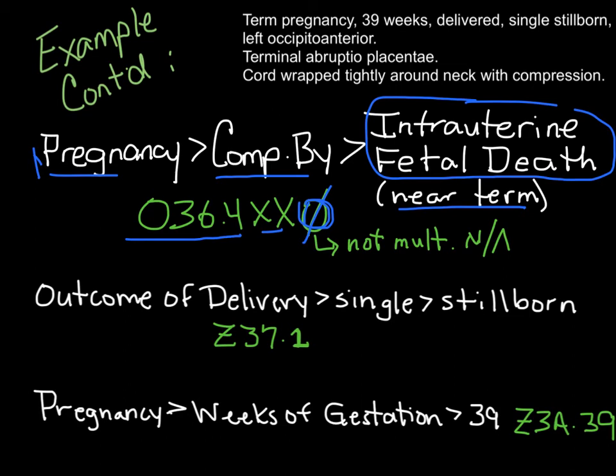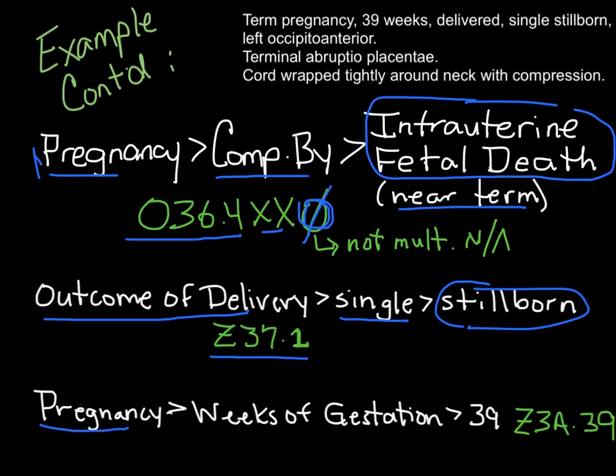Then we talked about earlier those outcome of delivery codes. So here we will go to outcome of delivery, single, and in this case we do not have a liveborn, we have a stillborn, which leads us to code Z37.1. And then we also want to pull in that weeks of gestation code to further describe the pregnancy. So we go to pregnancy, weeks of gestation, 39 weeks, Z3A.39.